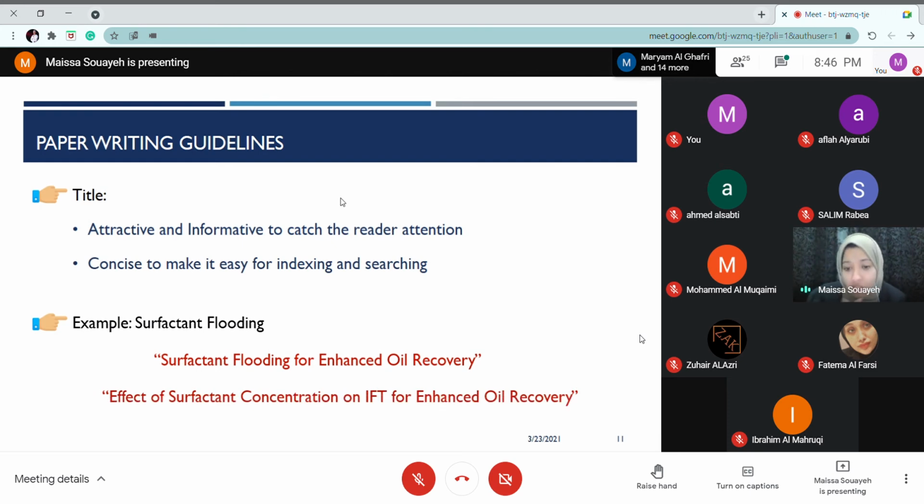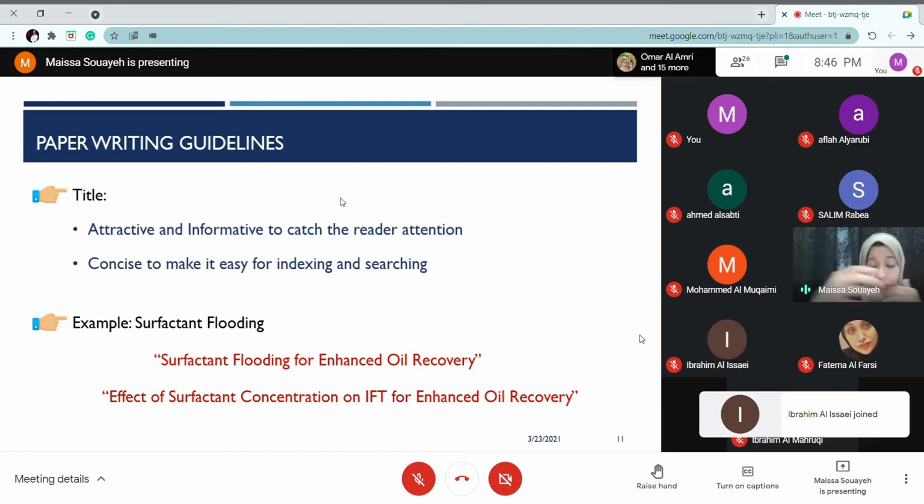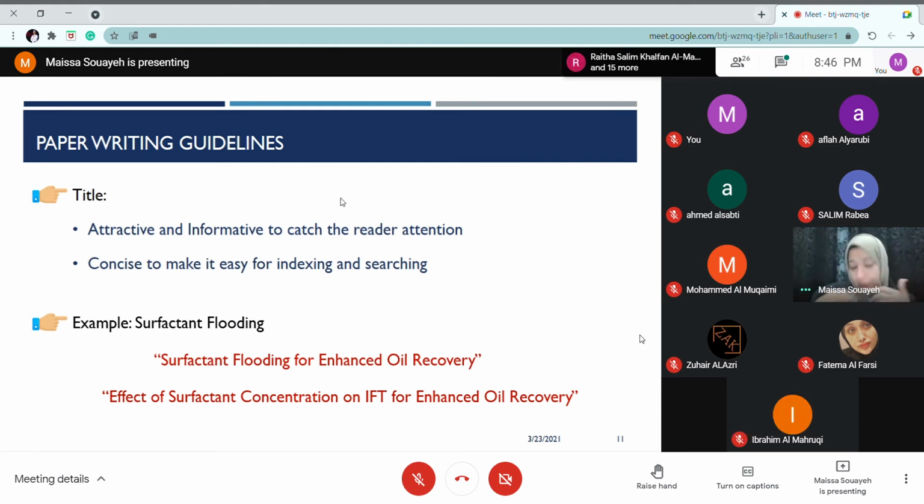"Effective Surfactant Concentration on IFT for Enhanced Oil Recovery." It's also nice. The first one is part of the second one, but here we included effects: we investigate concentration and we investigate the IFT. So when you read it, you will expect IFT results targeting concentration, related to enhanced oil recovery. So it's not just surfactant flooding for enhanced oil recovery. This is how you can be attractive and informative at the same time while keeping it short and concise.